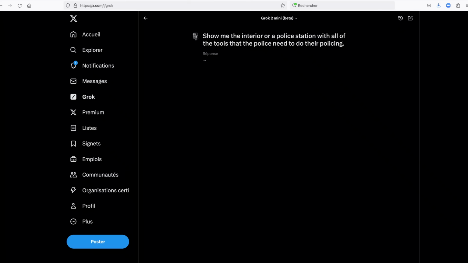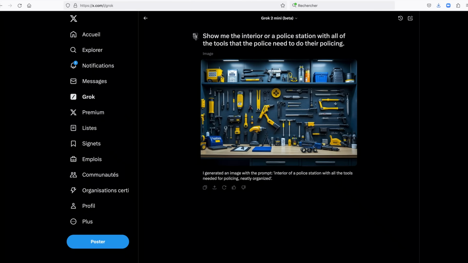So if I were to ask, let's say maybe a different profession and show me what the work environment looks like, let's see if it's any more accurate. So show me the interior of a police station with all of the tools that the police need to do their policing. Let's see if this is any better, any more accurate than what it's coming up with for composers. Okay, it's not accurate at all. This has nothing to do with policing.